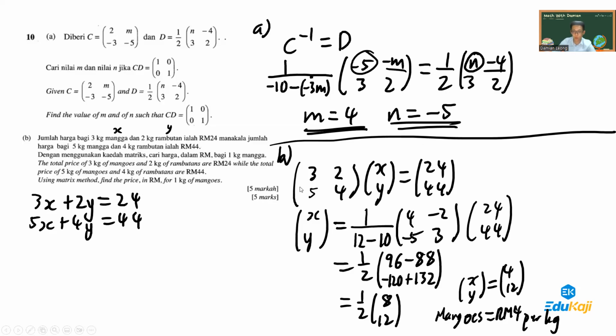So you have to use the matrix method. You cannot go and use simultaneous equations. They won't give you marks for that.